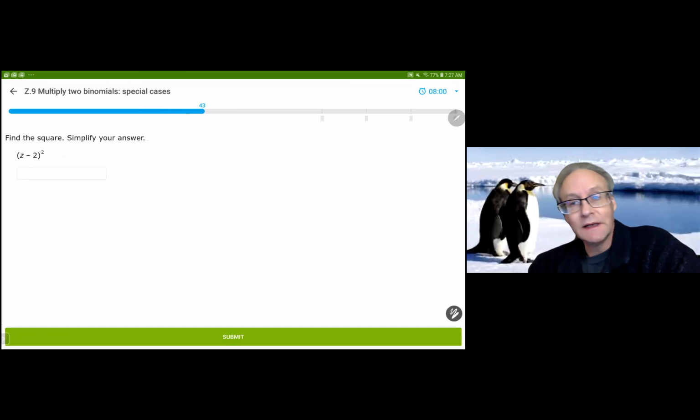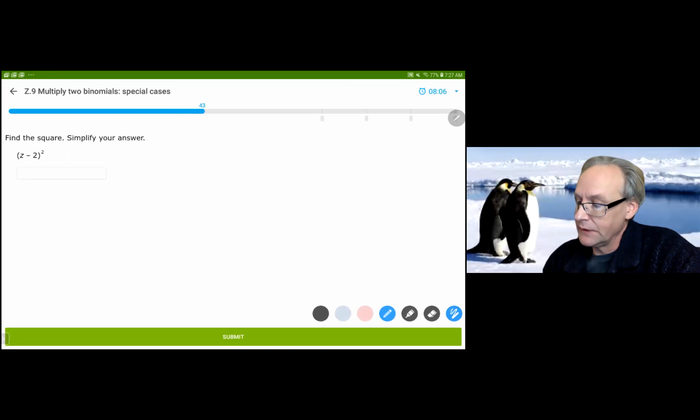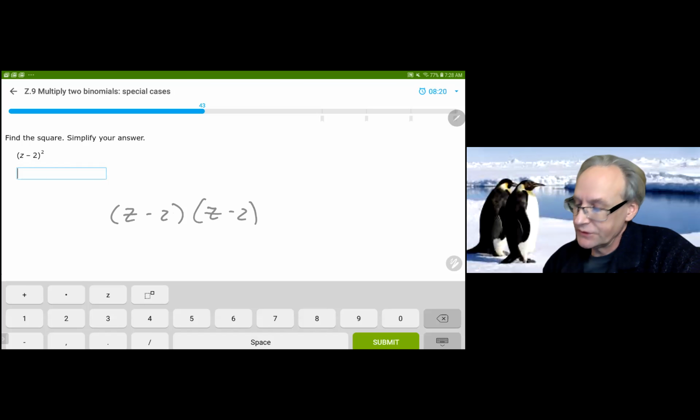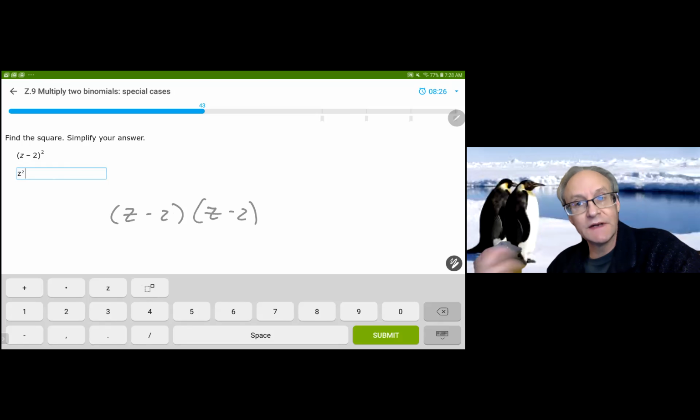This one is a perfect square trinomial. And remember, we are going to get Z minus 2 times Z minus 2. And we're going to end up with the first term. The first term is going to be the Z squared. Then we're going to double the product. The product is negative 2Z. Double that. That's negative 4Z.